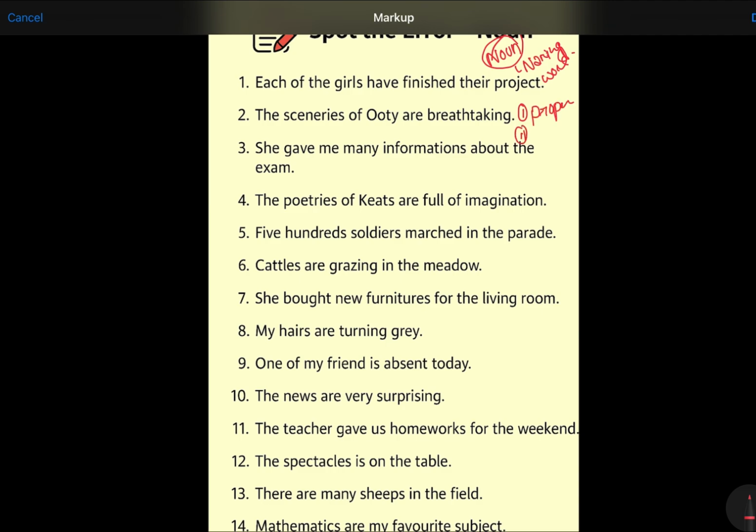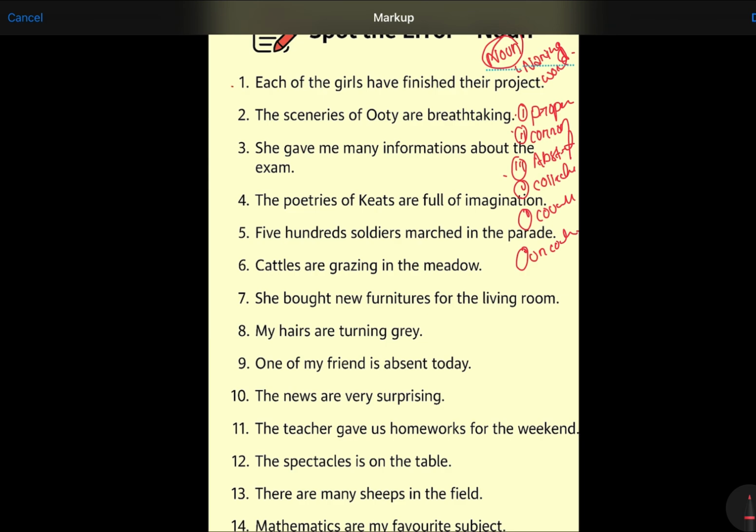We have six types of noun. First we have proper noun, second common noun, third abstract noun, fourth collective noun, fifth countable noun, and sixth uncountable noun, right? So these are the types of noun we have. Now we'll dive into the problems and solve them together, right?